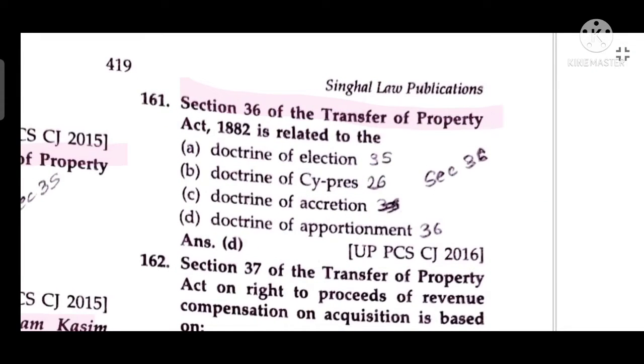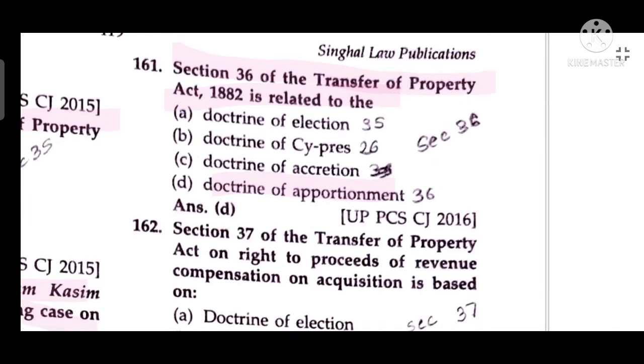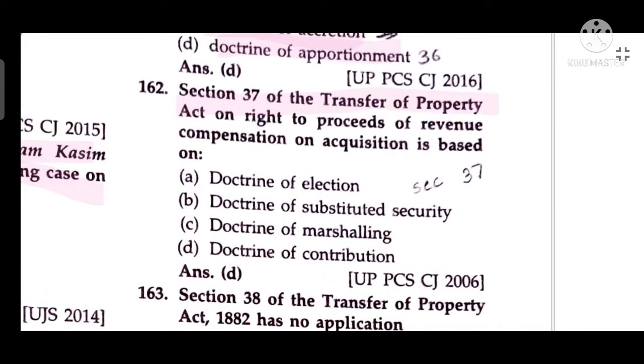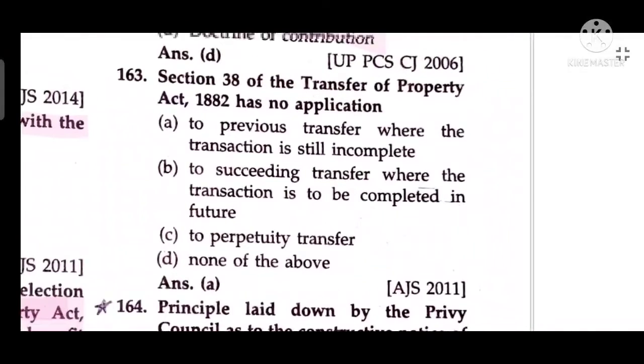Section 36 of the Transfer of Property Act is related to the doctrine of apportionment. Doctrine of Cy-pres 26, Doctrine of Acceleration 36, Doctrine of Election 35. Section 37 of the Transfer of Property Act on the right to proceed for revenue compensation on acquisition is based on the Doctrine of Contribution.